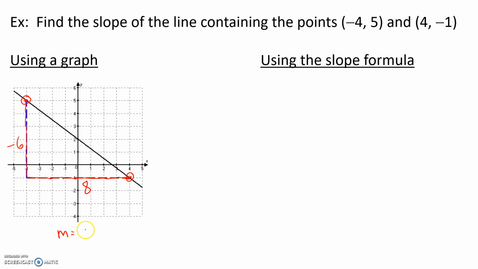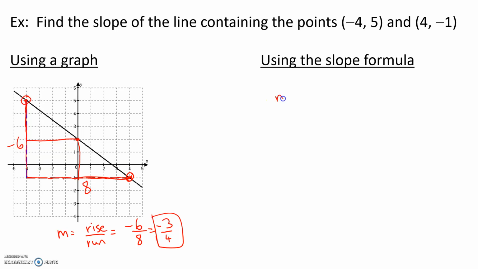So the slope, which is the rise over the run, the rise is -6, the run is +8, so the slope in reduced form is going to be -3/4. This tells us that from our first point, we can go down 3 and over 4, and we will have another point on the line.